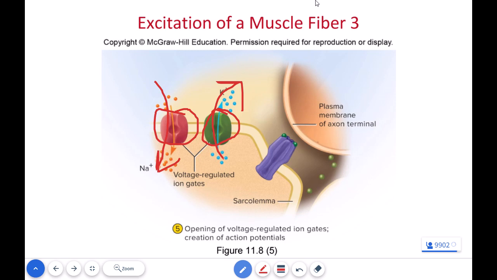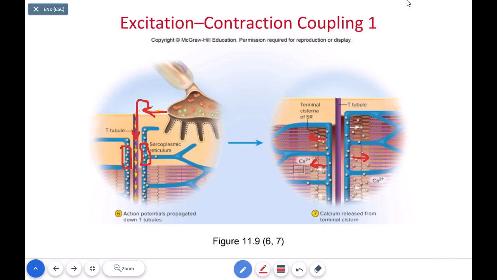As it's propagating down the membrane, that wave of electricity will move across the sarcolemma and eventually get to the transverse tubule, or T-tubule. And it will start to depolarize the membrane on the inside of the T-tubule. When the membrane on the inside of the T-tubule is depolarized, question?